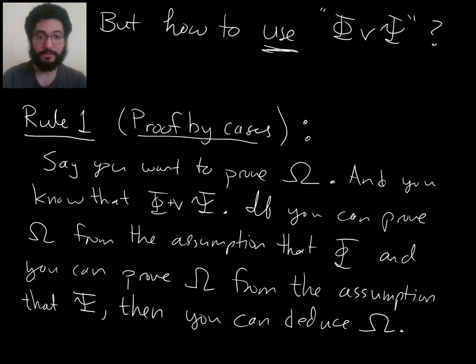So when you know that phi or psi is true, at first it's difficult to draw conclusions from that, right? Like, you know that the cake is flavored with either vanilla or with chocolate. How can you draw any conclusion from that? You still don't know what the cake is actually flavored with. Well, any conclusion that you can draw in the vanilla case and in the chocolate case, you can draw that conclusion in the vanilla or chocolate case. So that's the idea of proof by cases.